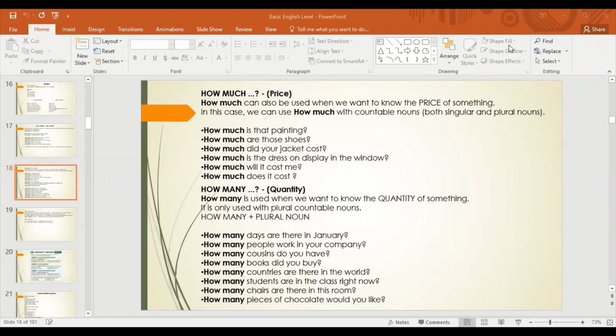A number of days, number of months, like that. Coins, for example, which you can count easily, so you can use it. How many days? We cannot say how much days, how many days. We cannot say how much people, how many people, because we can count easily, na? How many cousins do you have? How many cousins are working in your company? How many people are you going to meet today?